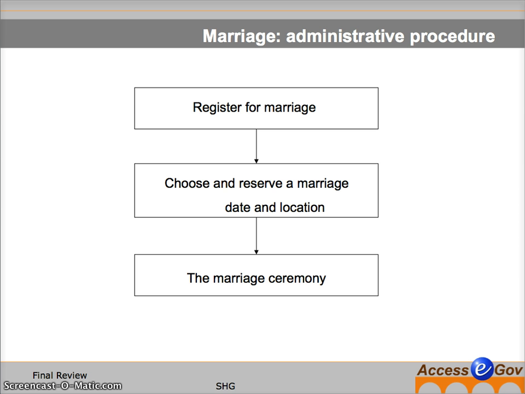The administrative procedure for marriages in Germany is as follows. First of all, citizens have to register for marriage in a registry office. This has to be done at their place of residence. In a second step, they can choose and reserve a marriage date and location in either the registry office at their place of residence or in a different location. In the last step, there is the marriage ceremony itself.